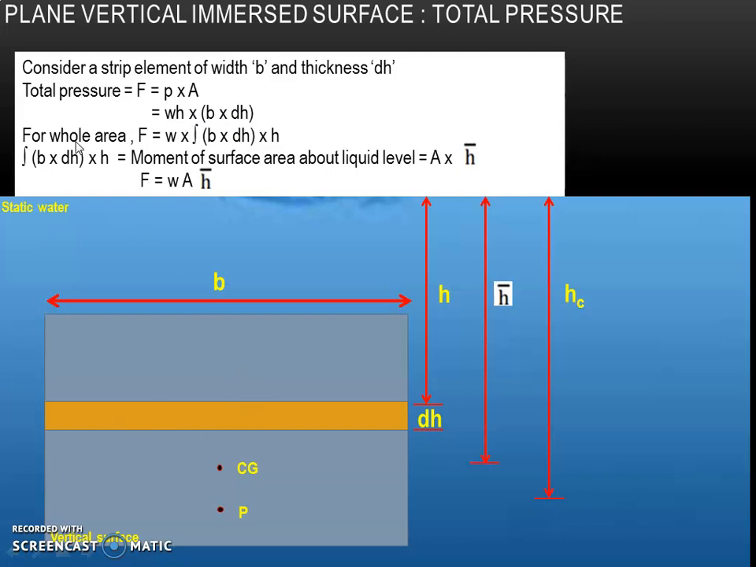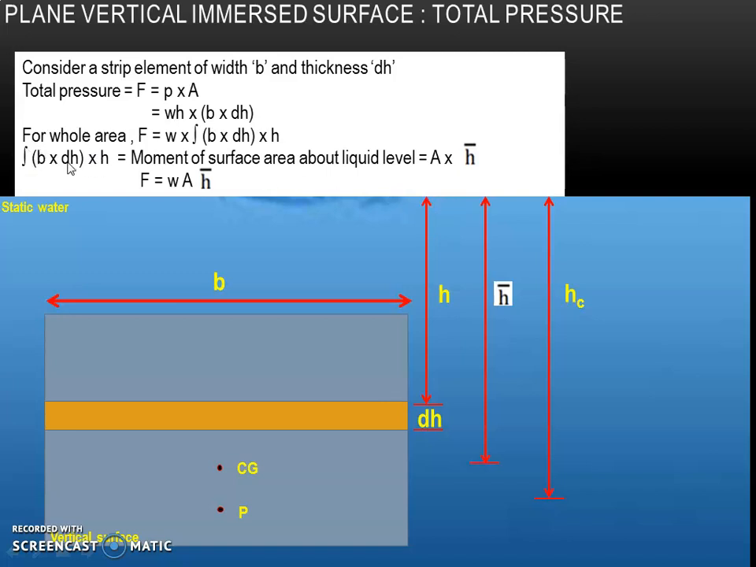Now if we want to know the total pressure for the whole area, then we write F is equal to W, which is the common term because specific weight of water is not changing throughout. So W we will take out, W into integration of B into dH into H. H is the location of the strip from the free surface.